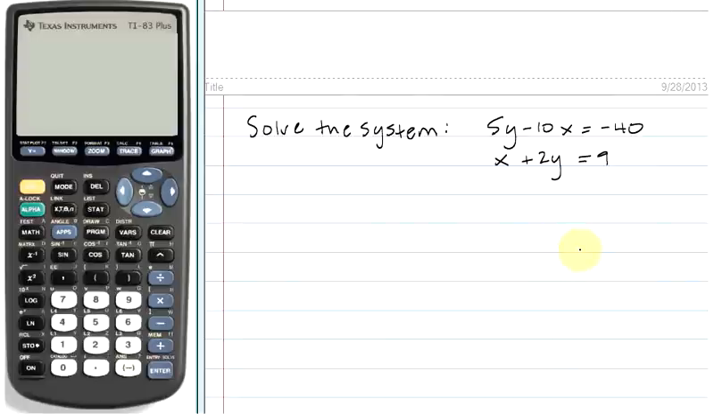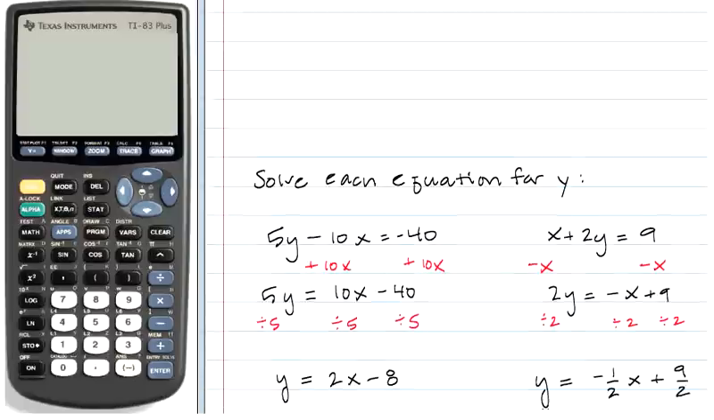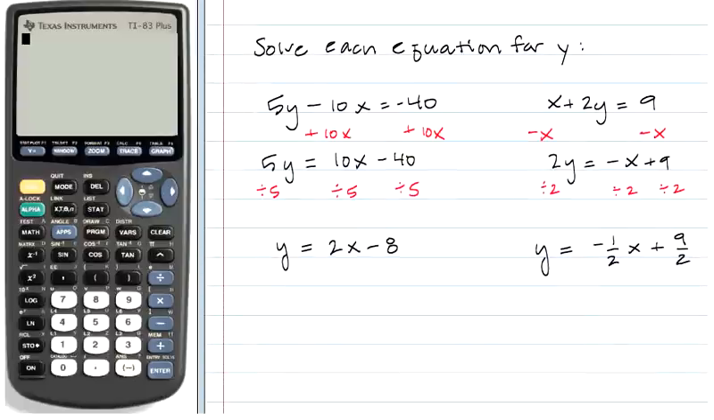The first step in solving a system using your graphing calculator is to solve each equation for y, which I've already done, and I will scroll down to show you the steps I took and the final result. To solve the first equation for y, I added 10x to both sides, and then I divided each piece by negative 5, which gave me the equation y equals 2x minus 8. For the second equation, I subtracted x from each side, then divided each piece by 2, and ended up with y equals negative 1/2 x plus 9/2.